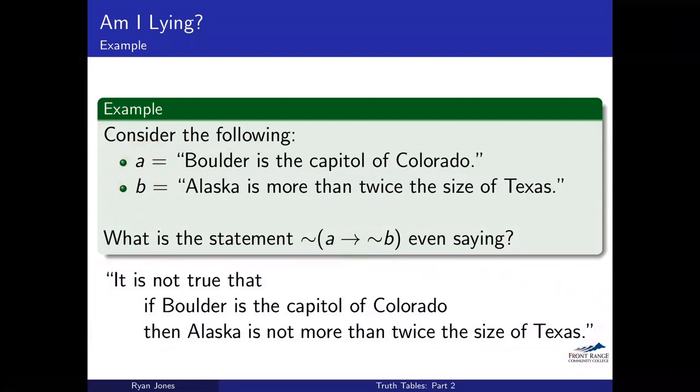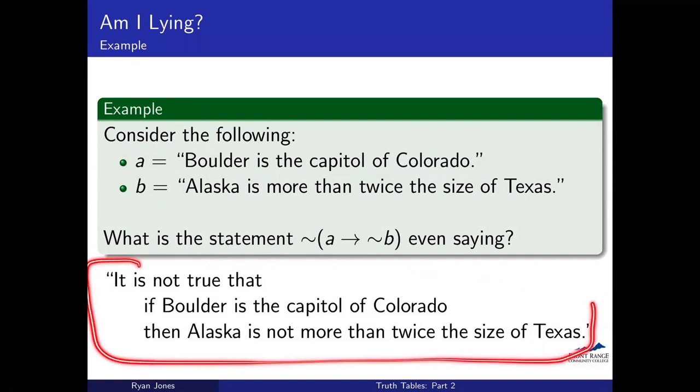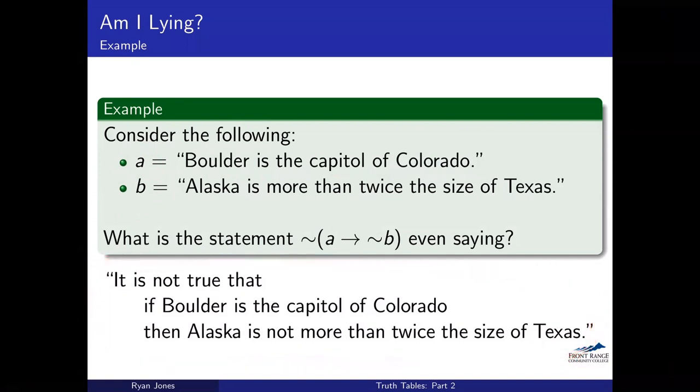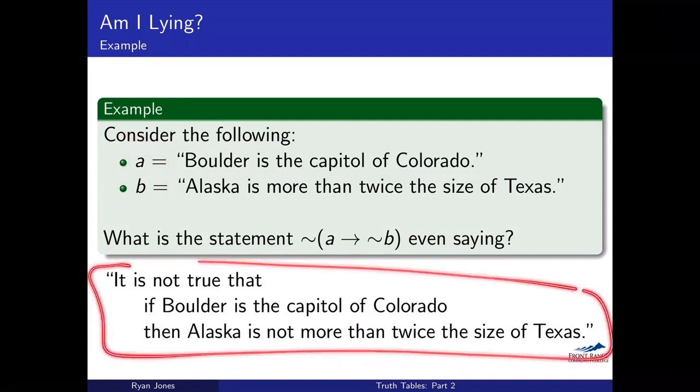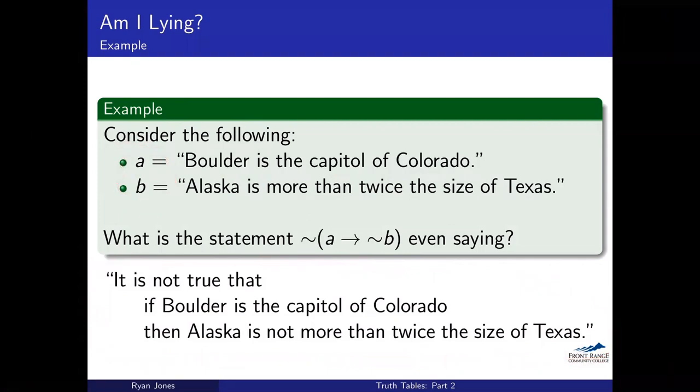Now, you're probably sitting there and you're like, hey, Boulder's not the capital of Colorado. What are you talking about? A isn't true. But what I'm saying is that if it is, then this statement is true right there. And that's all I really care about right now. I don't care about whether or not A and B are actually true. I just care about whether this statement is true dependent on the values of A and B.